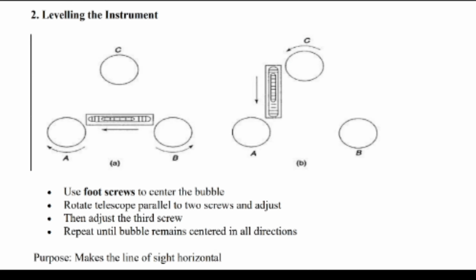Next is leveling of the instrument. There are 3 foot screws. First, keep the bubble parallel to 2 foot screws, turn them inward and outward until the bubble is at the center, and again rotate the leveling tube towards the 3rd foot screw. Rotate only the 3rd foot screw inward and outward until the bubble is at the center. Repeat the process and rotate 360 degree to check the bubble stays the same. Based on this, you can see the horizontal line of sight is properly horizontal.